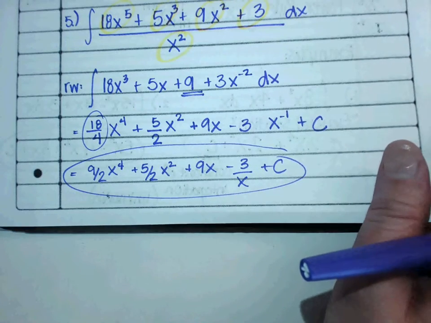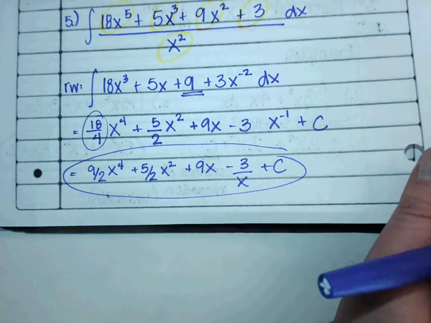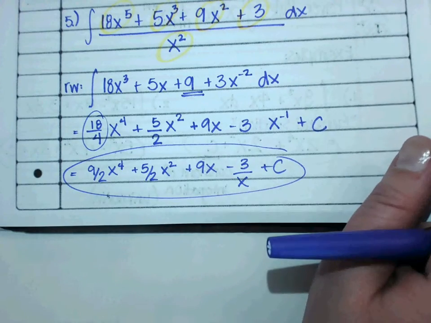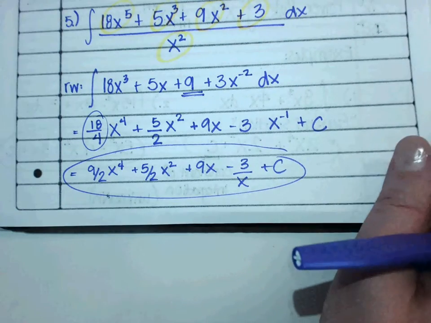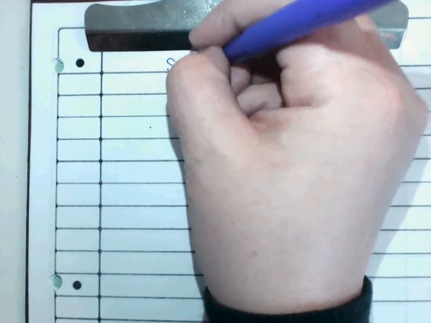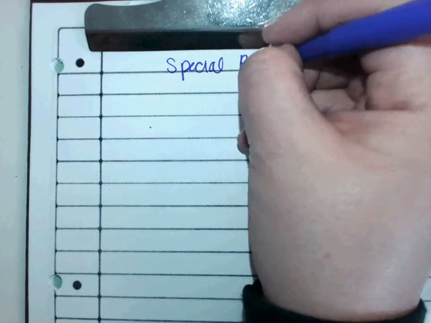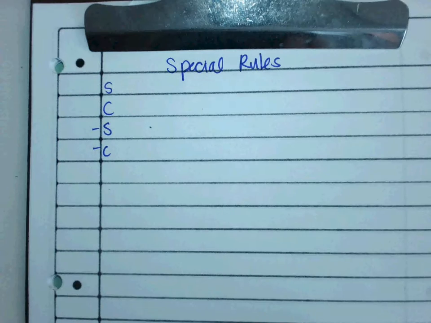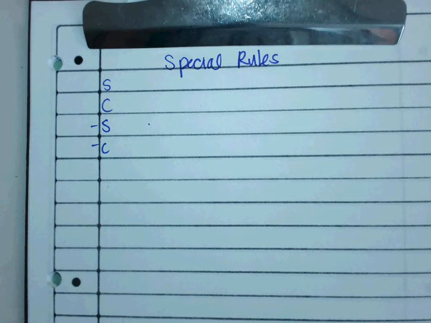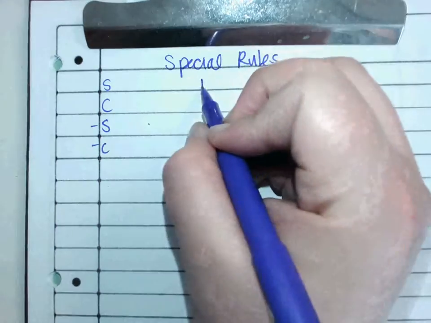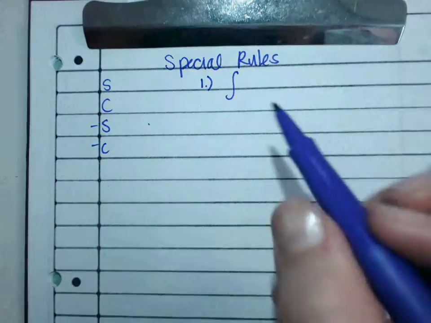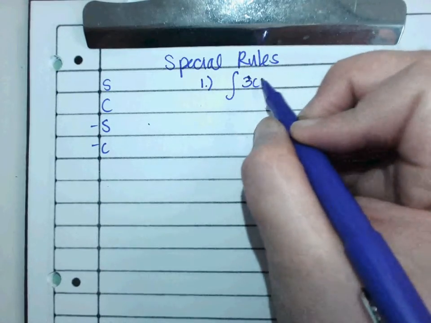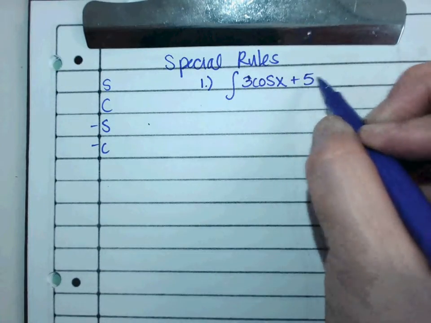We're going to do the trigs and the e's. Okay? Got that one? These are going to be your special rules. Okay, snow cone, snow cone. When I take derivatives, I go down. How do I take antiderivatives? You go up. So for example, if I was doing the integral of, let's say, 3 cosine x plus 5.